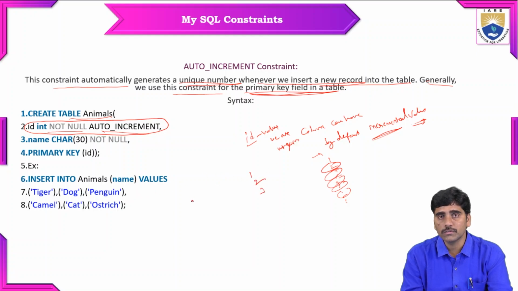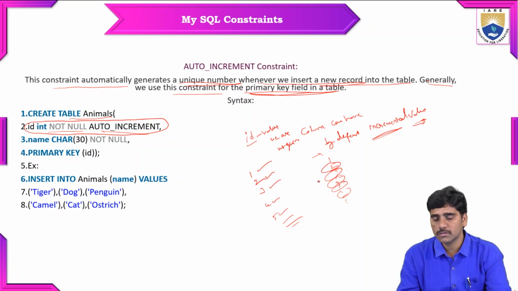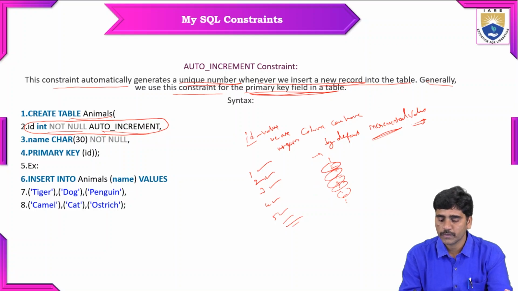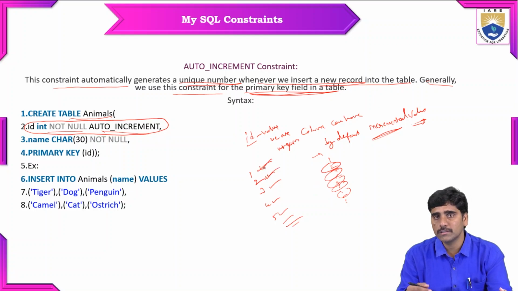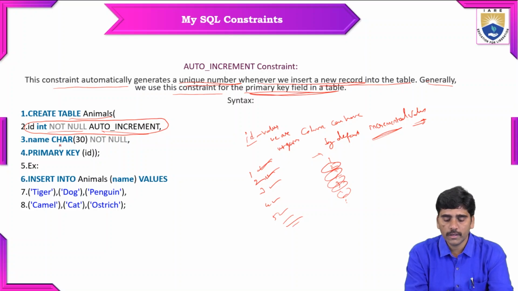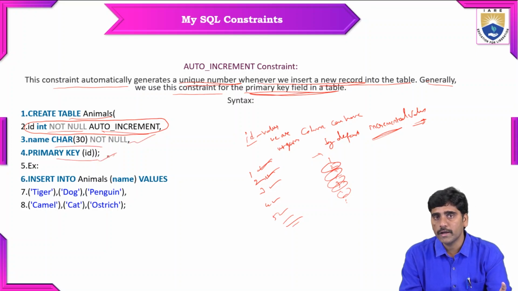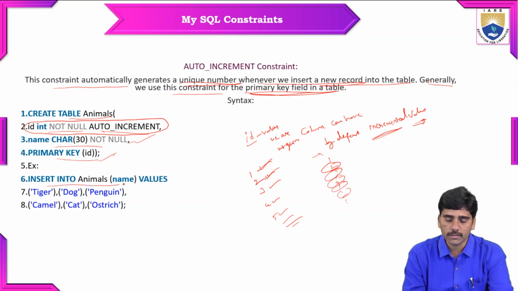Whenever we are inserting values, it automatically takes first value, second value, third value, fourth value, fifth value, like that. For each and every inserted value, it is taken as one number, and it is automatically incremented for the next inserted values. So here name varchar not null, and primary key is id. So id contains non-duplicate values, and it is also in an auto incremented way, that is nothing but ascending order.